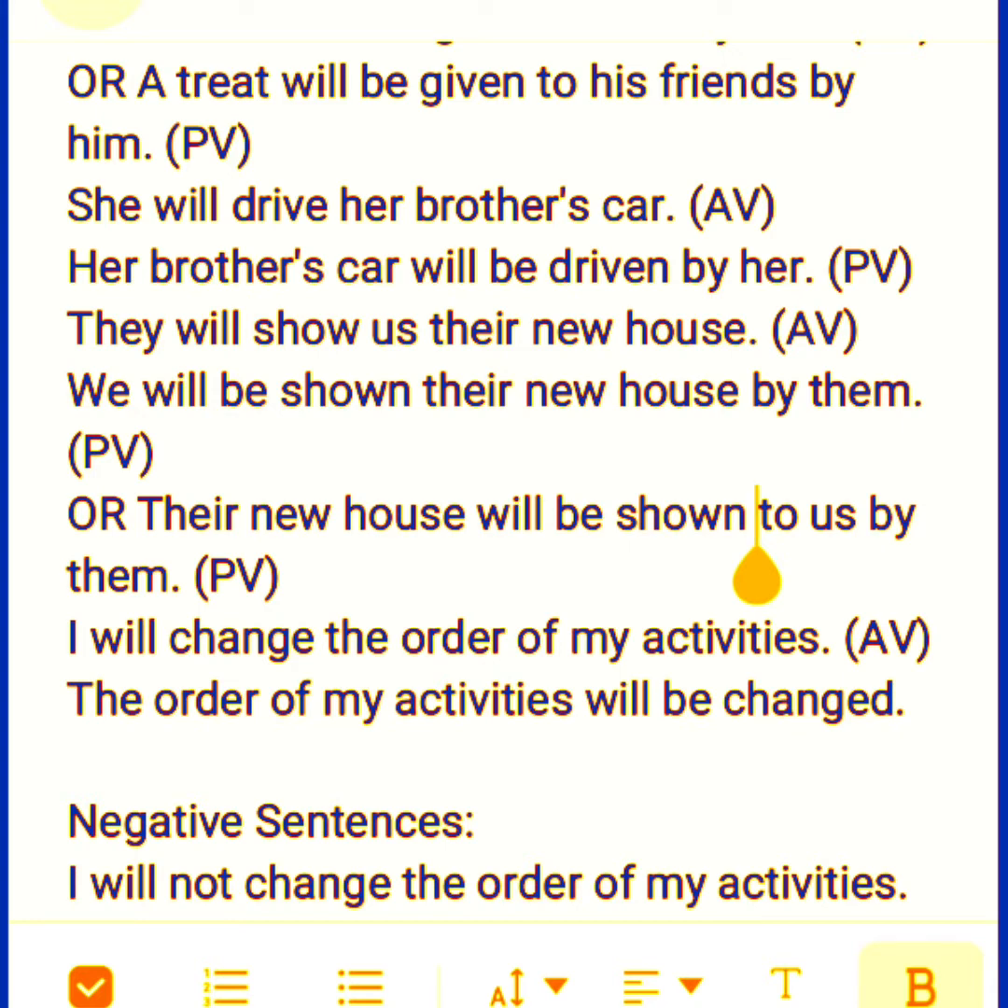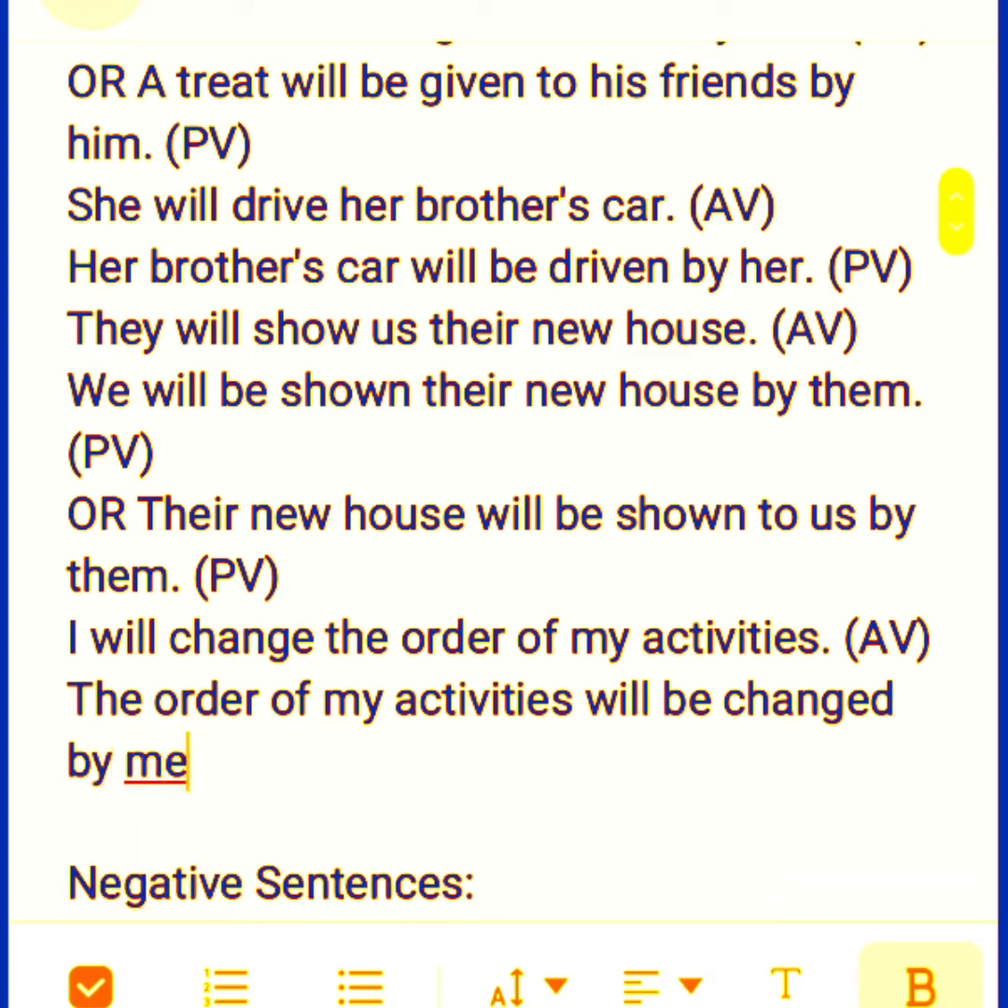I will change the order of my activities. The order of my activities is the object here, so we have to keep this first. The order of my activities will be changed by me. This is passive voice, PV.